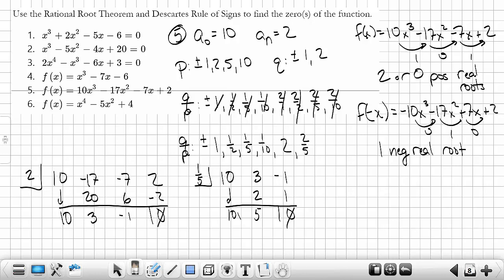And now we've got 10x plus 5 equals 0. So that means we're going to subtract 5 and divide by 10. 10x equals negative 5, divide by 10. And x is negative 1/2. There's our last one. Before that, we had x is positive 1/5, and we have x is 2. There are our solutions for number 5.